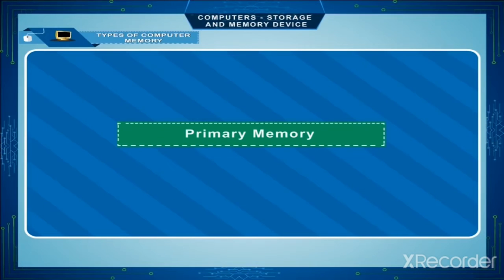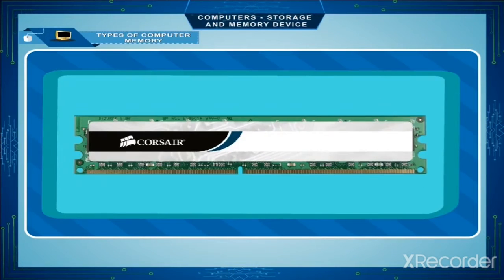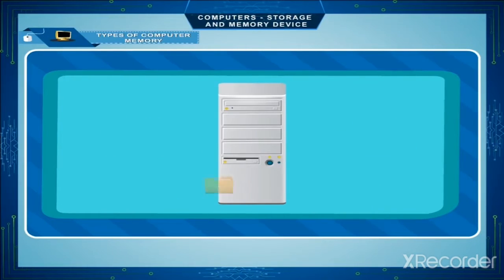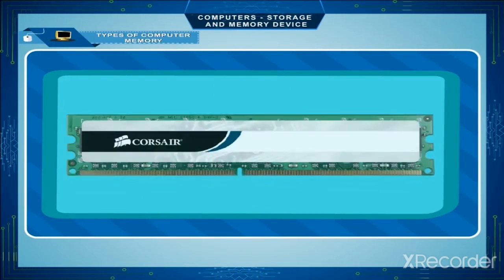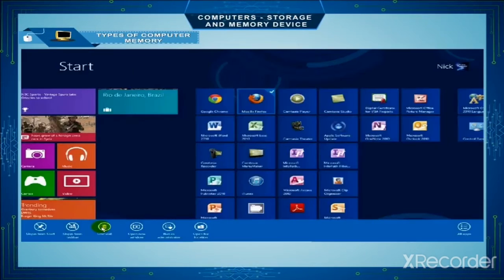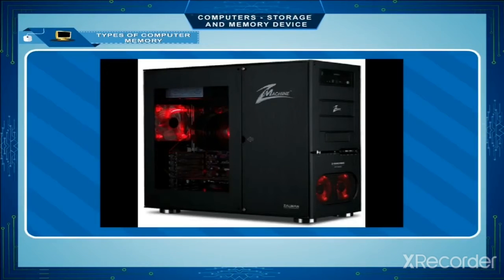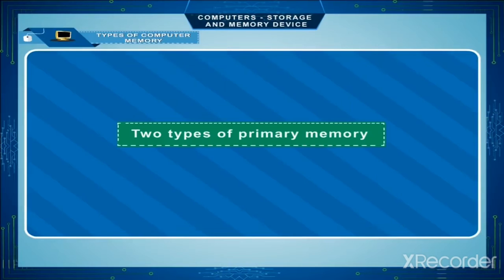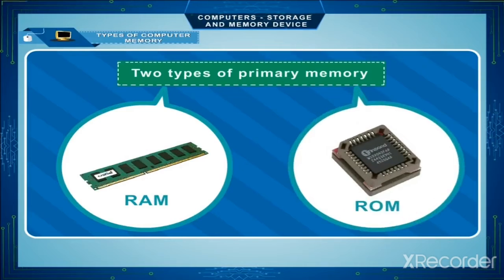Primary memory. The primary memory is the main memory of the computer that stores data and instructions for processing. This is internal memory that is continuously overwritten with new data and programs for quick access. It communicates directly with the CPU. There are two types of primary memory, RAM and ROM.